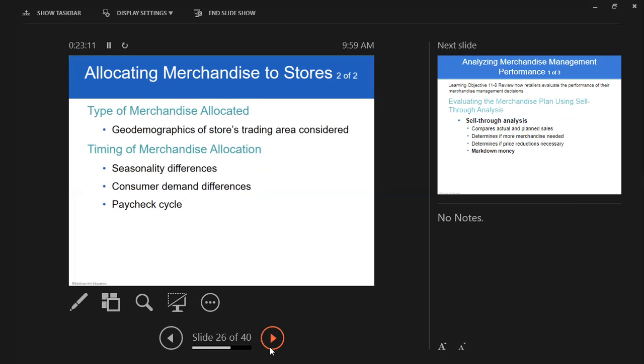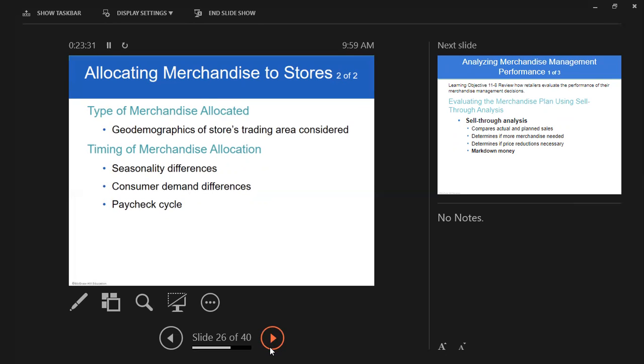Okay, you can also use a geo-demographic in the store trading. So you are looking at geography and demographic of that particular area. So you know what types of product can be considered to be on the shelf.